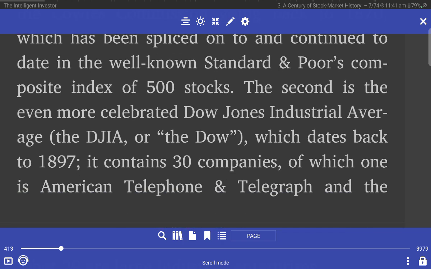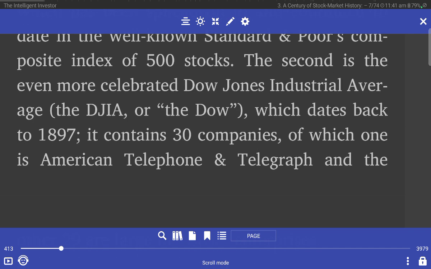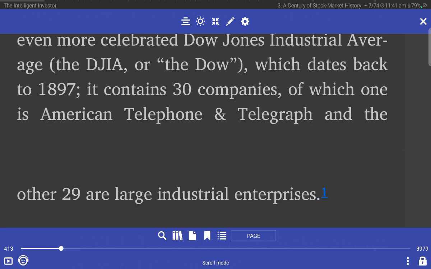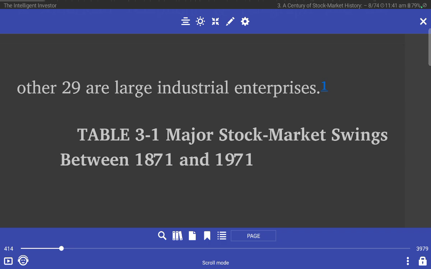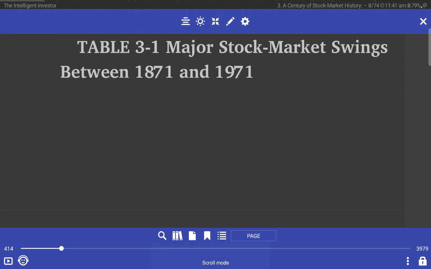The second is the even more celebrated Dow Jones Industrial Average (DJIA), or Dow, which dates back to 1897, counting 30 companies, which are American Telephone & Telegraph and 29 other large industrial establishments. The major stock swings between 1871 and 1971.